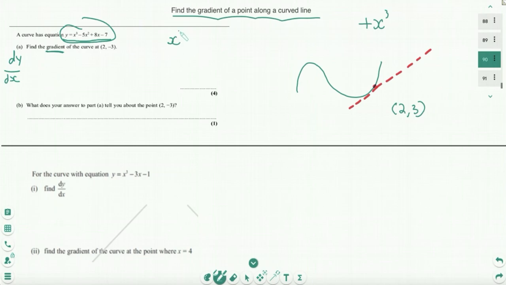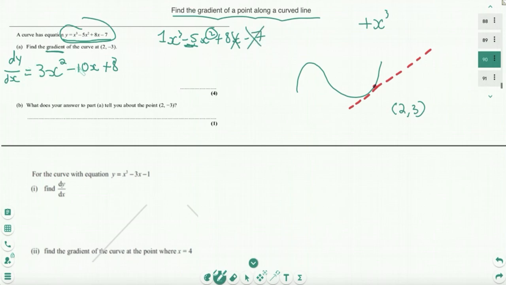So x cubed minus 5x squared plus 8x minus 7. X cubed means 1x cubed. So let's start differentiating. 1 times 3 is 3x. 3 minus 1 is 2. The next term, minus 5 times 2 is -10x. Subtract 1 from the indice. 2 minus 1 is 1, which is just -10x. Next term, plus 8x. X is by itself, so it's just going to be plus 8. And -7 is a constant, so it just disappears.